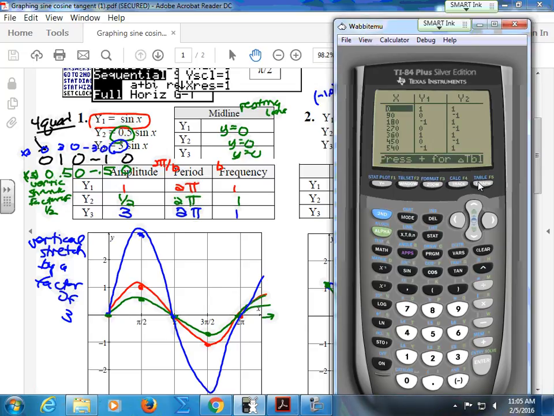This one's all well and good. This was my regular cosine pattern, but look at this guy. I have no zeros in here. This one's going to have a problem because I changed the period.